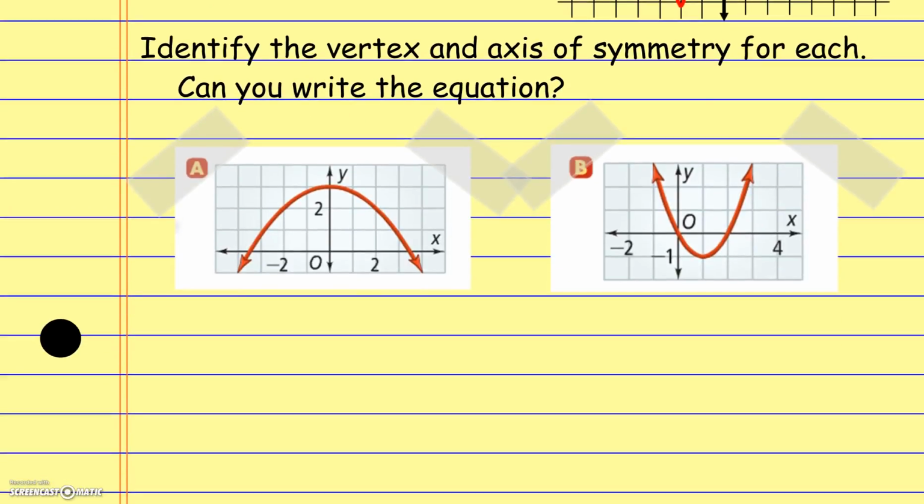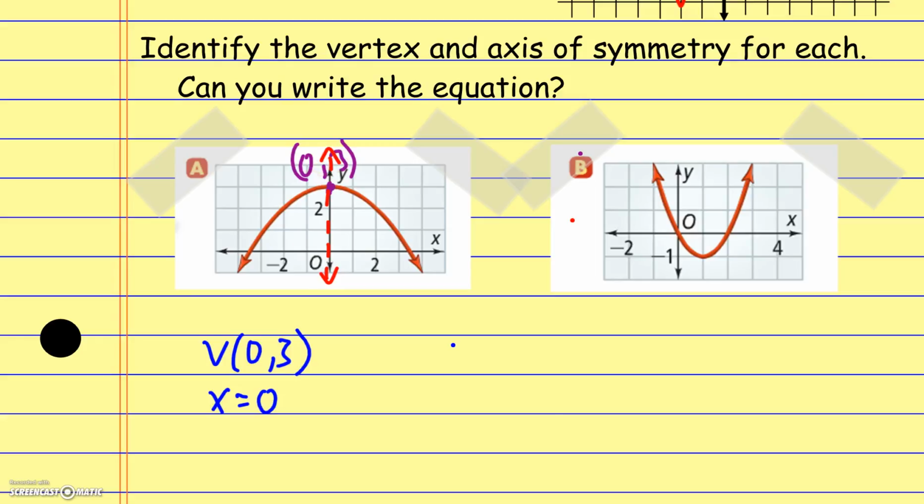When I look at something like this, for each of these I want to identify the vertex and the axis of symmetry, and then we're going to see if we can write an equation. Some of us might be able to do this and some maybe not. So when I look at this first one, the vertex is the high point right here. That looks like the ordered pair 0, 3. So my vertex on this one is 0, 3. The axis of symmetry is then x equals 0, because it's this dotted line going right down through the center.